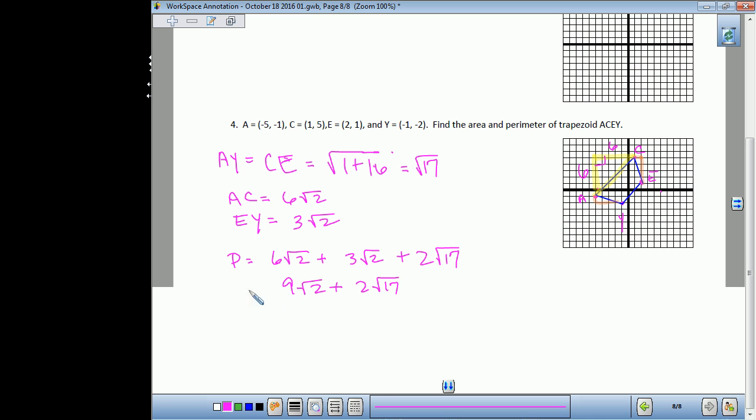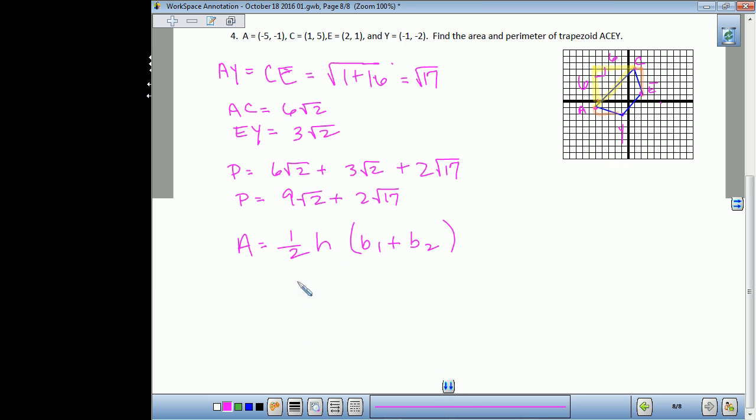So now we need the area. So area is 1/2 the height times the sum of the bases. Alright, so we got B1 and B2 dealt with. We know what the bases are, right? Yes. One base is 6 roots of 2, and the other base is 3 roots of 2. So we just need the height. That's what we're missing.